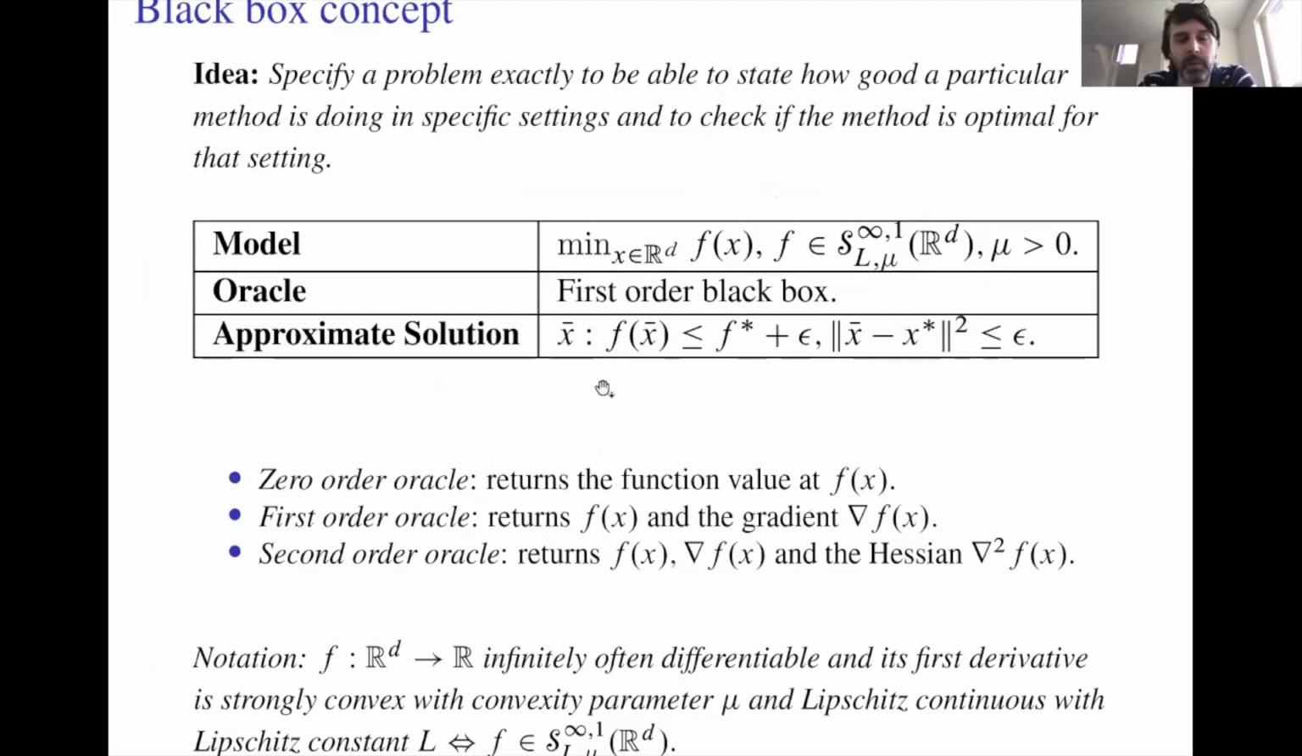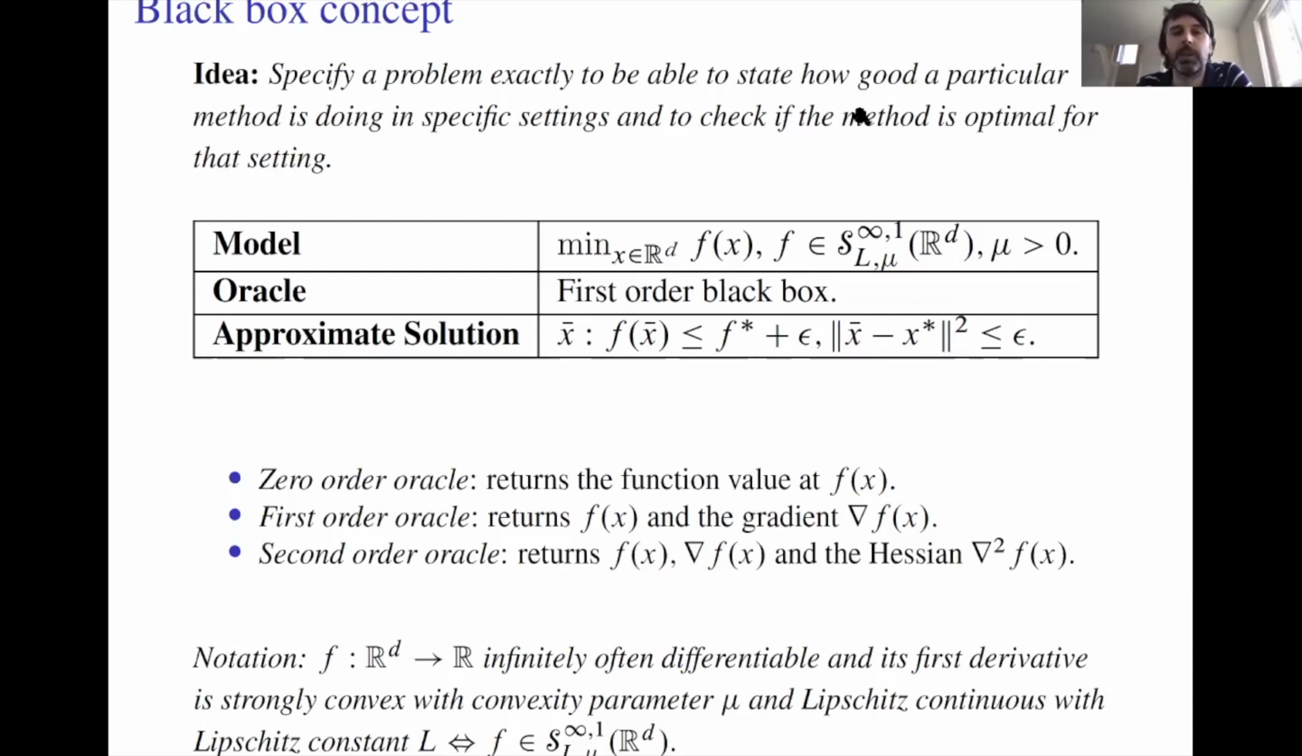Okay, so what I just wanted to finish with is the approximate solution. So we have the model now, specified that. We have specified what information the algorithm has available. And now the question is, what are we interested in? What kind of solution? So here, for instance, it's written an approximate solution. So we're interested in a point x bar such that f(x bar) lies within epsilon of the best possible solution, and x bar as a point lies close to the solution x star. So both have epsilon differences.